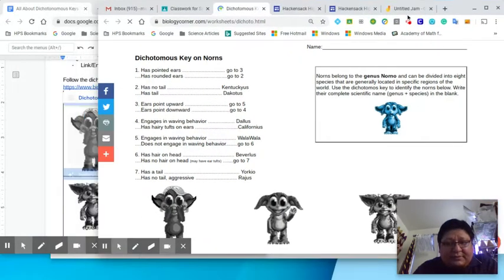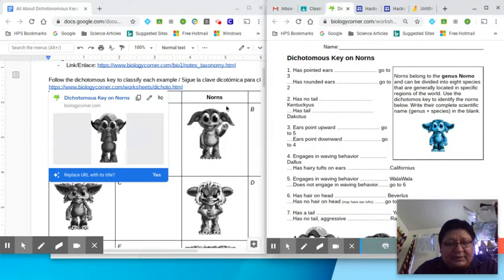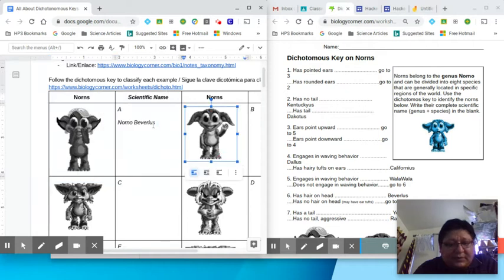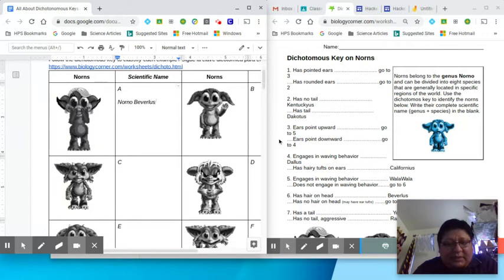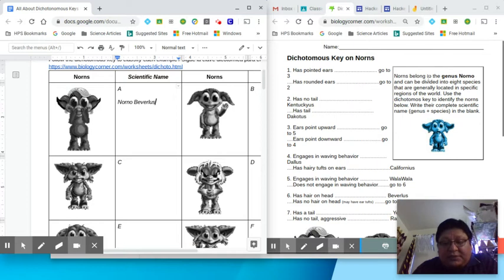Have the key on the other half, and that will help me out. Okay, so how did I do A on my first answer? Well, I just read the questions, yes or no, and where to go. Here it says Norms belong to a genus, Normal. That's why it will be Normal for all of them. And I need to find the species to get a scientific name, genus and species, two names, binomial nomenclature.